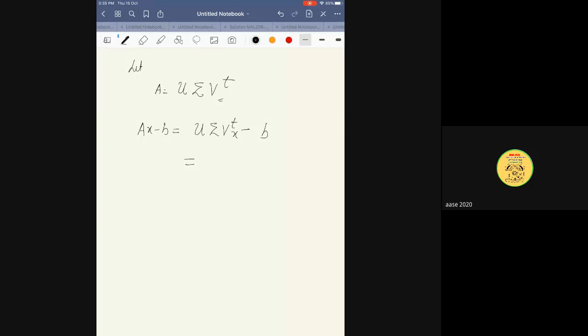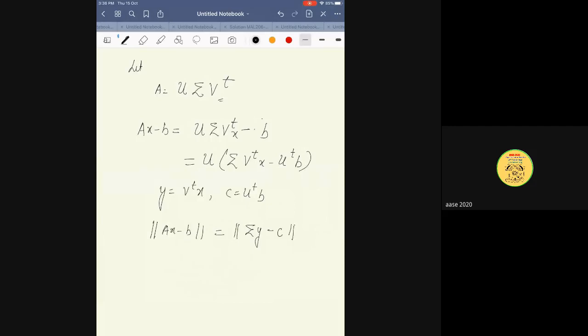In this case, we get Sigma V^T X minus U^T B, if we multiply with U^T, but U is an orthogonal matrix, so we can easily multiply this. So if we set y equals V^T X and c equals U^T B, then the length of AX minus B is nothing but the length of Sigma y minus c.